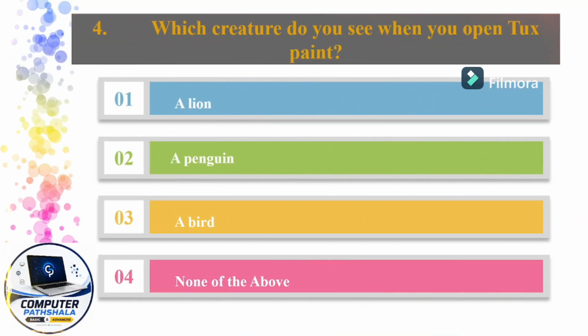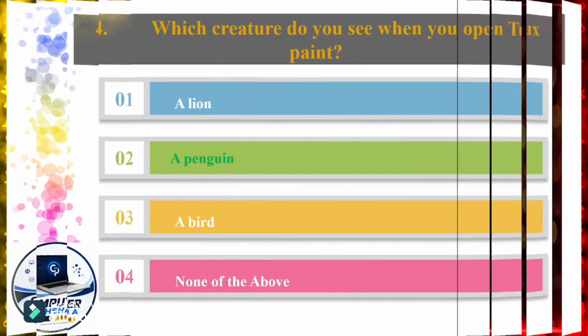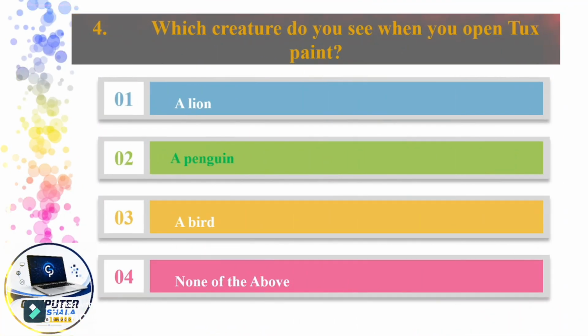Now, which creature do you see when you open TuxPaint? Is it a lion, a penguin, a bird, or none of these? Take 5 seconds and think about the answer. The correct answer is option 2, a penguin. The penguin is called Tux and serves as a friendly mascot of TuxPaint.